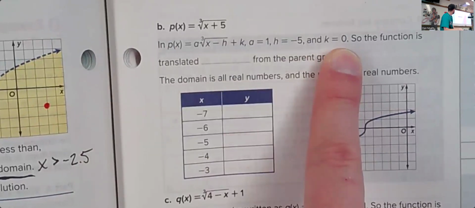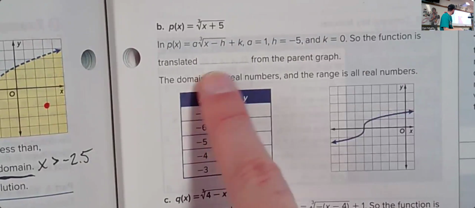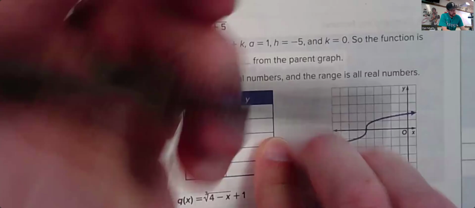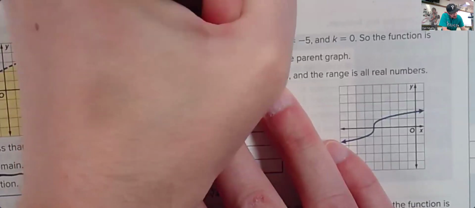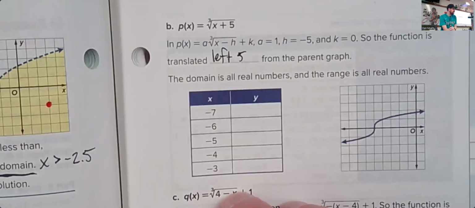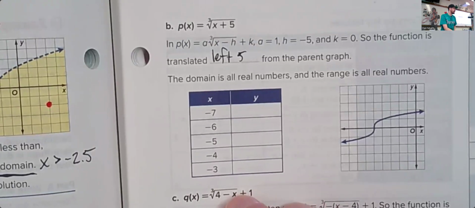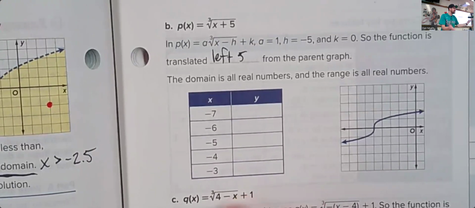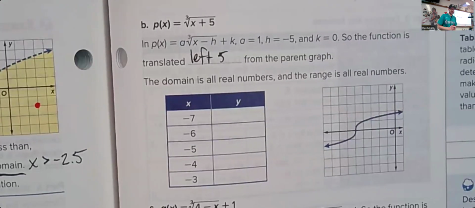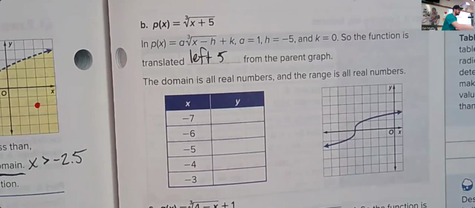So this is basically the parent function, but it's been translated how? Left 5. Because it's the same rules as transformations of a square root, which is the same rules for transformations of a linear, quadratic, cubic, any type of function. It's all the same rules, which is, just rules are consistent, which I find refreshing.